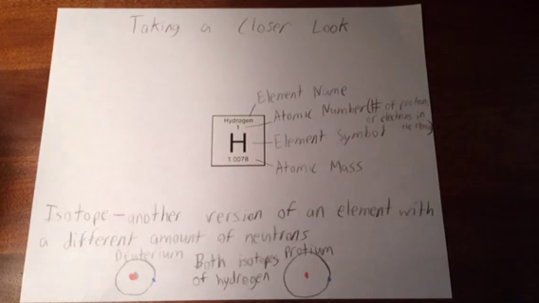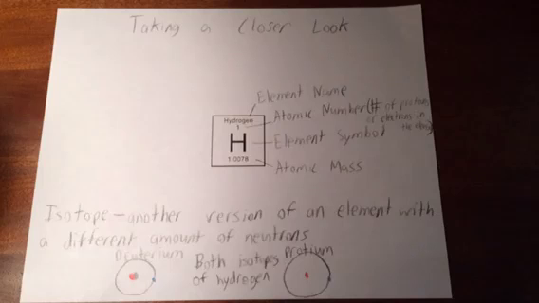Let's take a closer look at the boxes in the periodic table. On the top, there's the element's name. Underneath it is the atomic number, which is the number of protons or electrons in the element. Then there's the element symbol. Then at the bottom, there's the atomic mass. The atomic mass is the average of all the protons and neutrons in every single isotope of the element in the known universe. Wait a second.